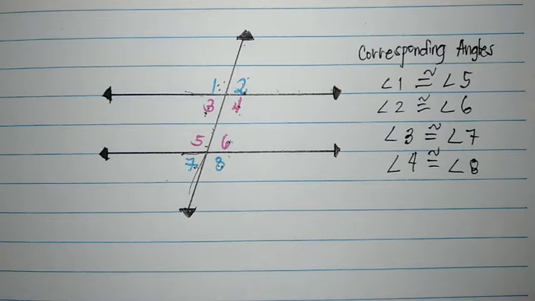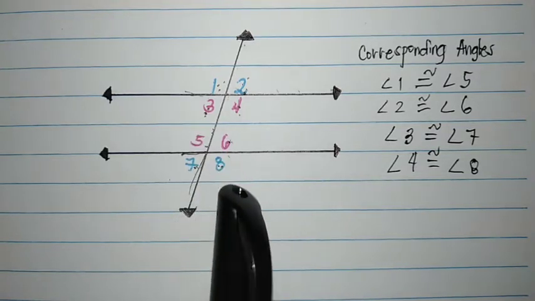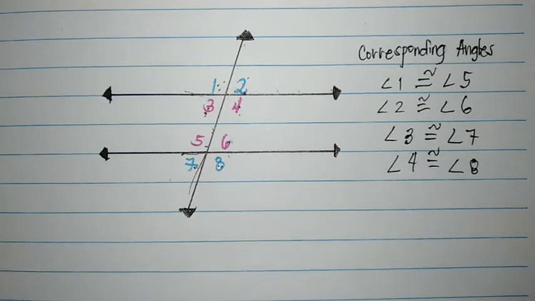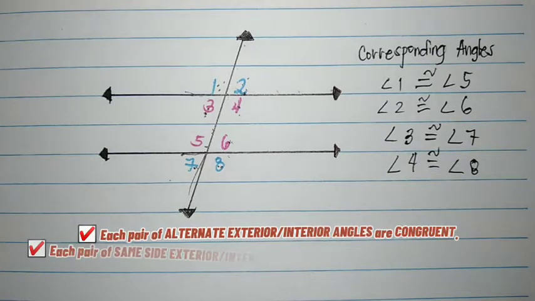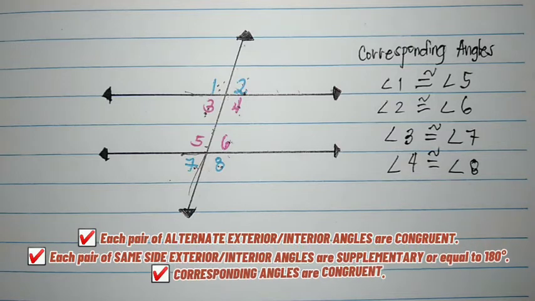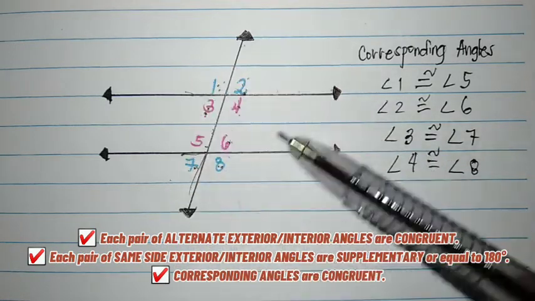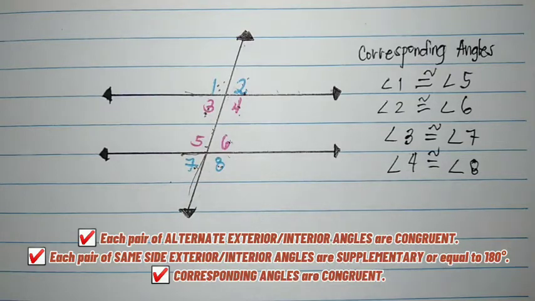Corresponding angles siya. Sila yung pairs of angles na nagko-correspond or nag-occupy ng same position dito sa ating parallel lines cut by a transversal. So, ganun lamang kasimple. Okay, so from all those conditions, let us try to get all the angles or all the measurement of these angles using alternate exterior angles, alternate interior angles, same side exterior angles, and same side interior angles, and corresponding angles. Yun lang yung pagbabasehan natin, okay?